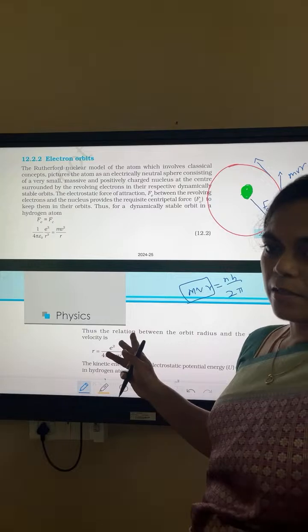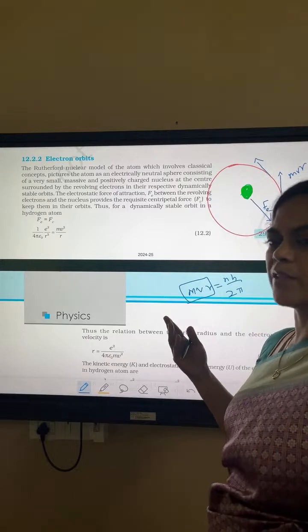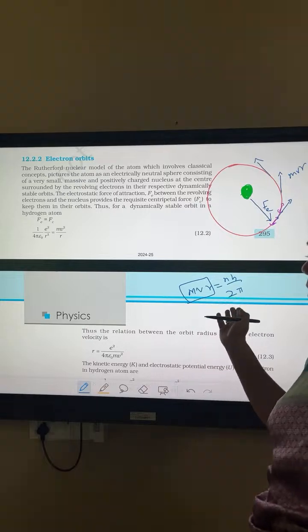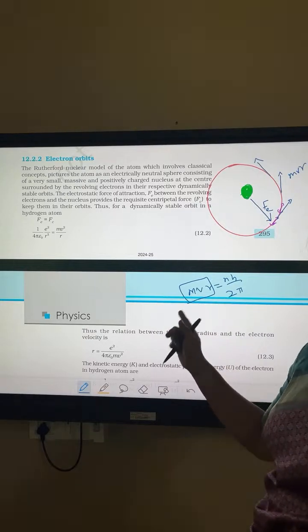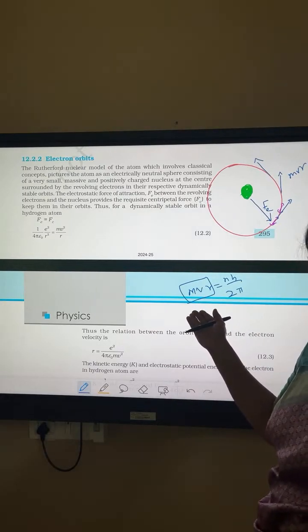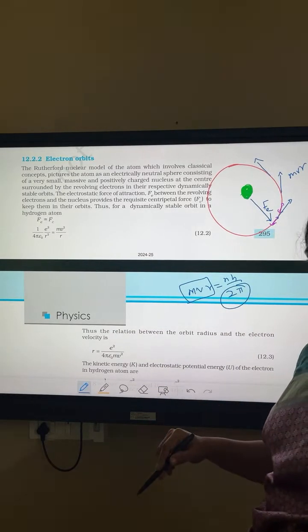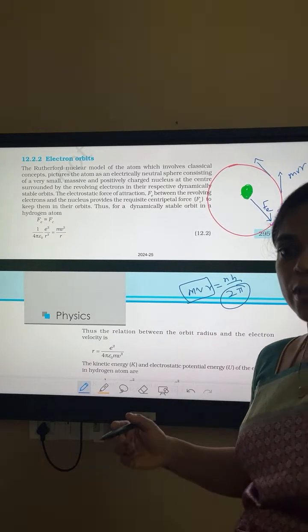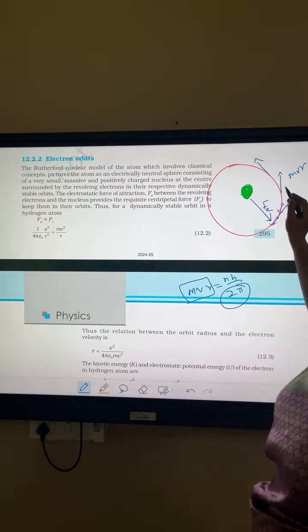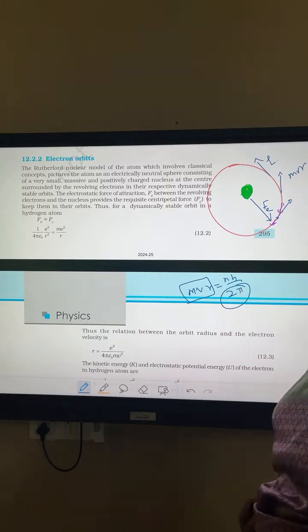You have discussed this in class 11 atomic structure also. So it is Bohr's postulate, mvr is equal to nh by 2 pi, where n is equal to 1, 2, 3, etc. The electron is revolving around in a circular orbit, so that this 2 pi comes. Everything clearly follows from Bohr's postulate. Based on that, it is revolving with what velocity? Angular velocity.